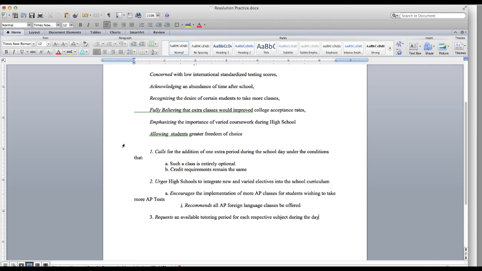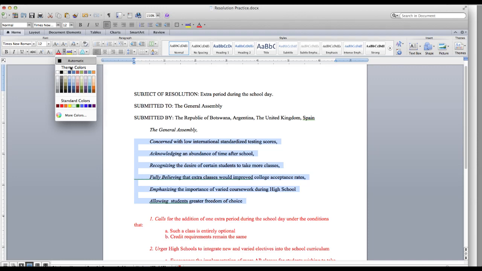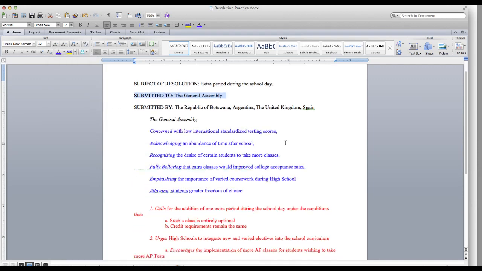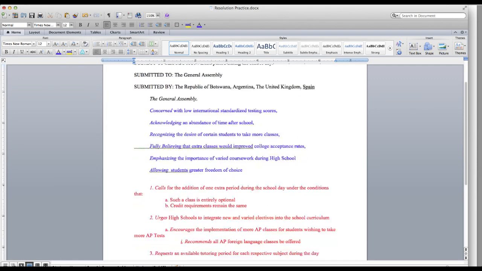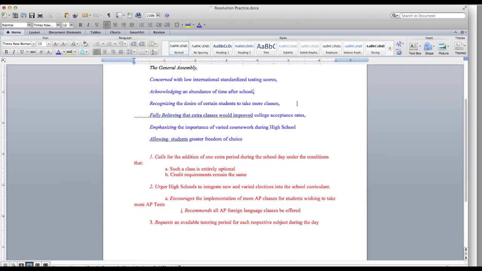And as you can see, all of these are the operative clauses. And so just real quick, let's put those in red. Okay, and then we have our preambular clauses. So let's put those in another color. Let's say something contrasting like blue. Okay, and so those are the two parts of your resolution that are extremely important: preambles saying why, and operative clauses that are actually calling for something.